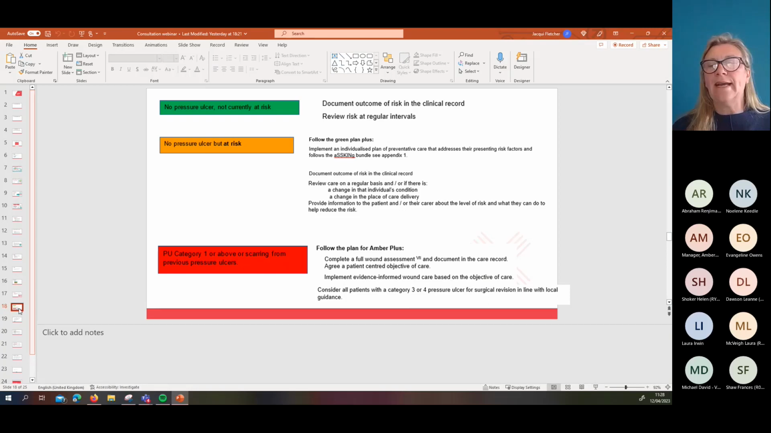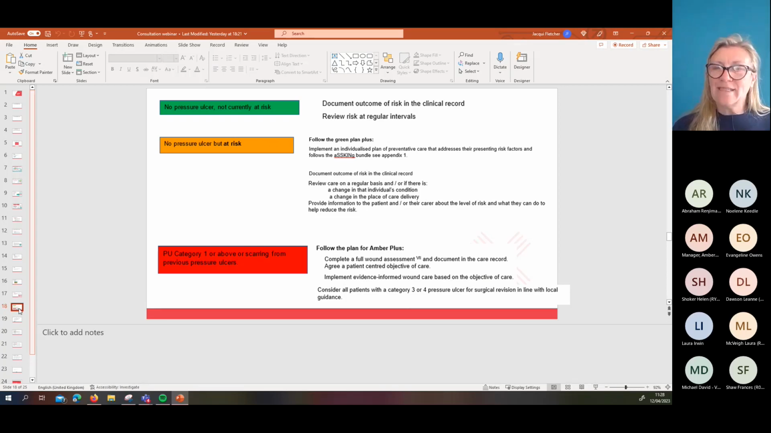So as I said, with the green, it's very simple. You document that you've done the risk assessment and when it needs to be done again, and that's all you need to do. If the patient doesn't have a pressure ulcer, but they are at risk, you document it, you plan your regular review, but you then implement the asking bundle and make sure that you're reviewing that as appropriate. You give information to the patient and their carer about their level of risk and what they can do to help with that risk reduction.